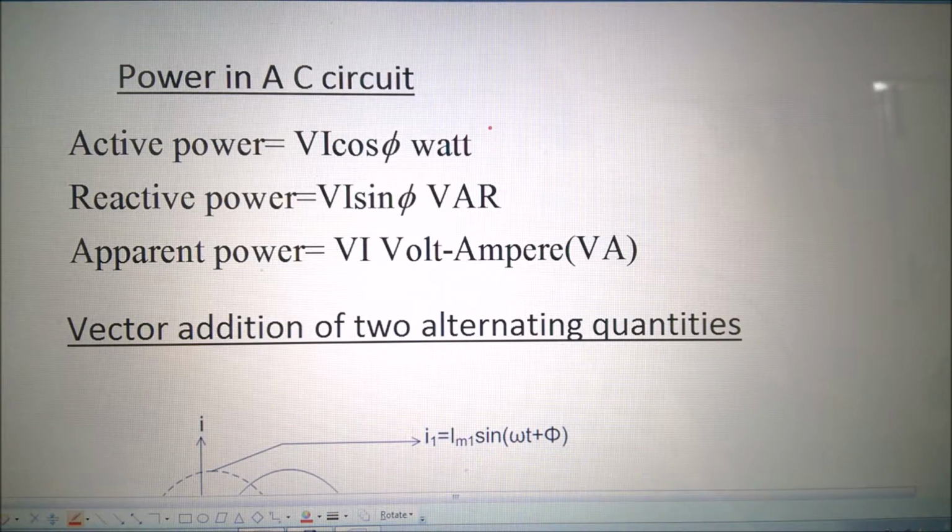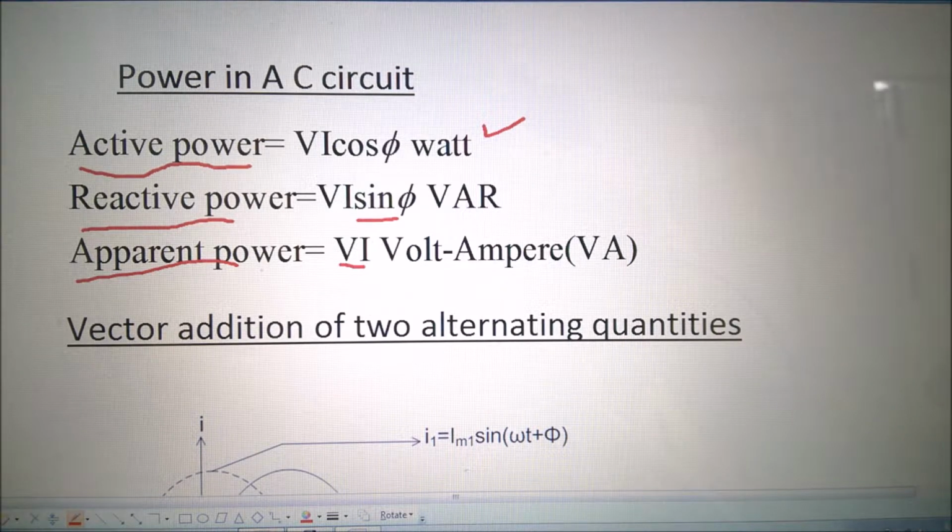Now we'll see the power in an AC circuit. The active power is given by this formula: VI cos phi, where V is the voltage, I is the current, and cos phi is the power factor. Reactive power is VI sin phi, and apparent power is equal to voltage times current. If we are asked to find the power consumed, then it is the active power, because only that gets consumed in the circuit. Therefore we have to apply VI cos phi.